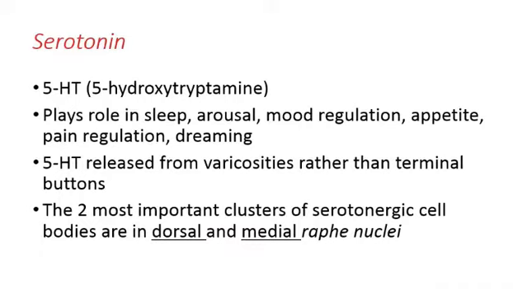Serotonin, sometimes called 5-HT for 5-hydroxytryptamine, plays a role in a lot of different things: sleep, arousal, both sexual arousal and being awake, mood regulation, appetite, pain regulation, and dreaming. 5-HT is also released from varicosities, just like norepinephrine, rather than terminal buttons. And the two most important clusters of the serotonergic cell bodies are in the dorsal and the medial raphe nuclei.